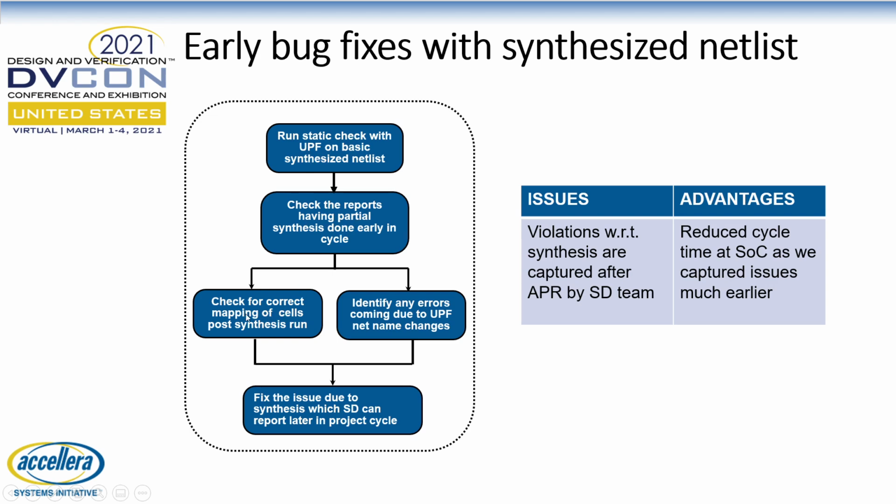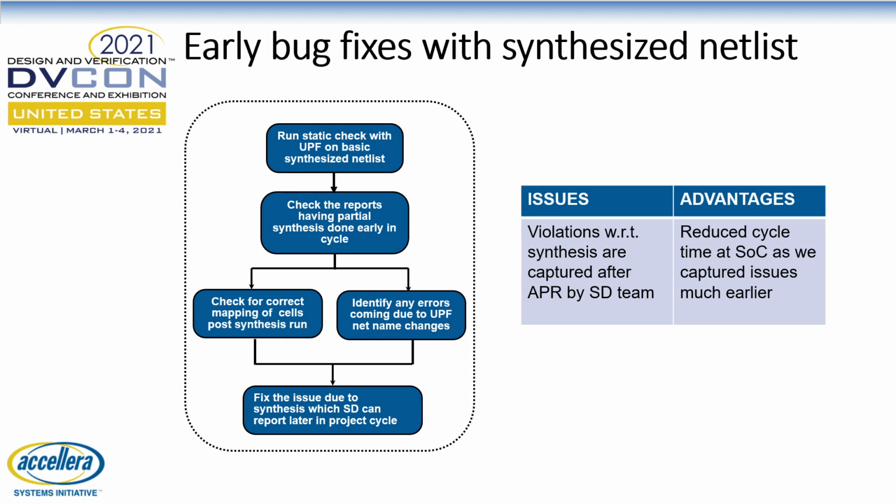There were two basic scenarios which we encountered. First, the correct mapping of cells, because the mapped cells were now there in the synthesized netlist. Sometimes we observed errors related to UPF net name changes. The net names which were previously in RTL got prefixed or suffixed after synthesis. At times we got some waivers from the designers for the RTL netlist, so we modified them as per the synthesized netlist names, and then we also passed on those waivers to the SD so that they can use them as is.